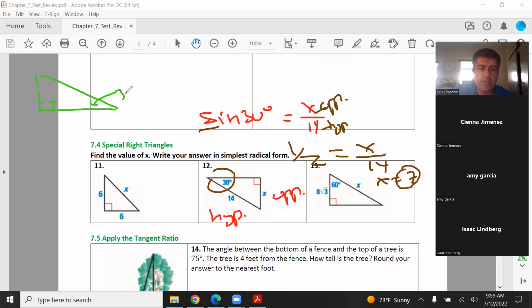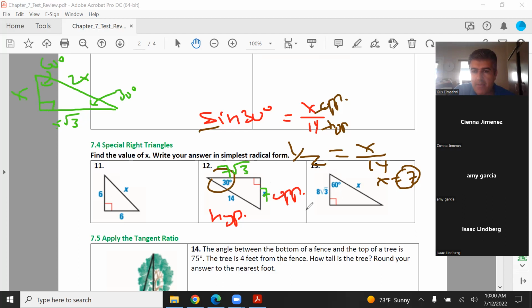That is 30 degrees. That is 60 degrees. This is x, this is 2x, and that's x root 3. So the side opposite 30 we call x, and the hypotenuse is called 2x. So the hypotenuse is always double the shorter leg. So that has to be 7. And by the way, this would be 7 root 3 because it's x root 3.